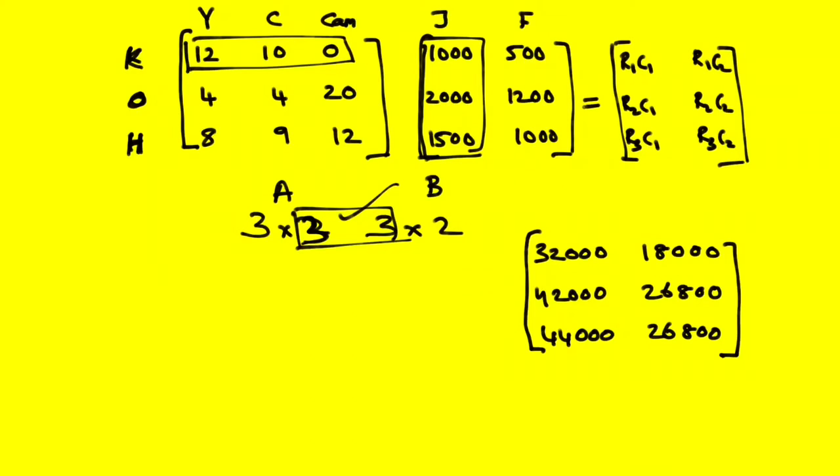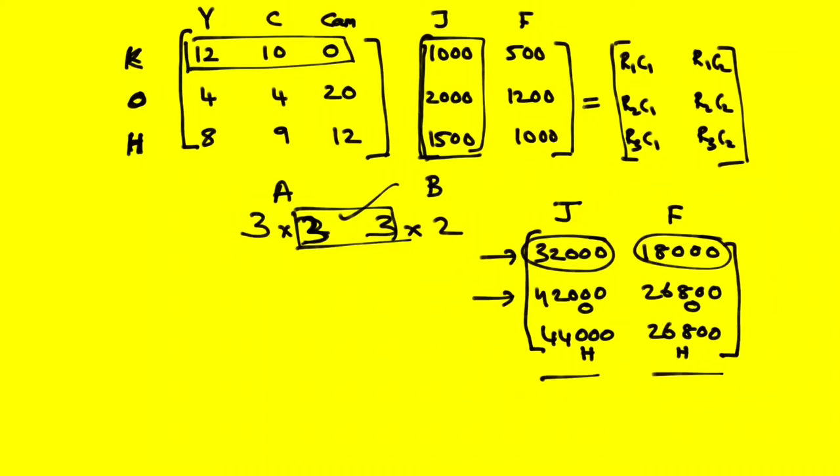Let us see the first number. This indicates the January collection from the Kyoto plant, and this gives the February collection from the Kyoto plant. The second number indicates the January collection from Osaka plant, and this is the February from Osaka plant, and this is from the Hamura plant, this is from the Hamura plant. Now when you add all these numbers, this gives the total collection.